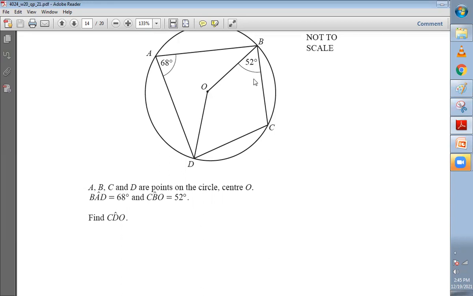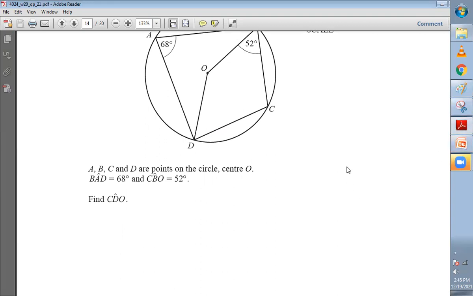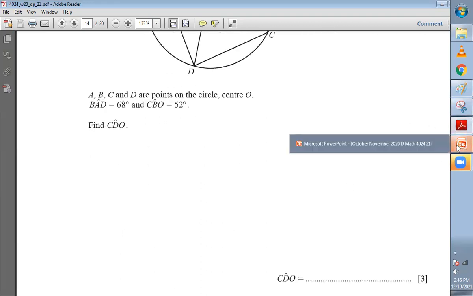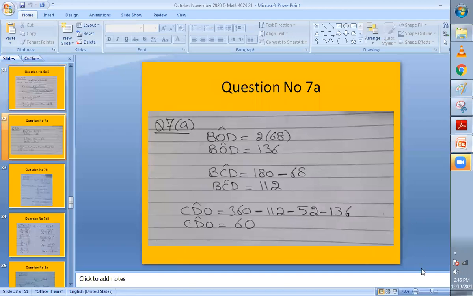So once you know this angle, this angle, and this angle, the fourth angle I can find out. The sum of the four angles of a quadrilateral is 360. So from 360, I will subtract this, this, and this. I will get this angle. So hopefully you understand the strategy. Let me show you how we have done this.